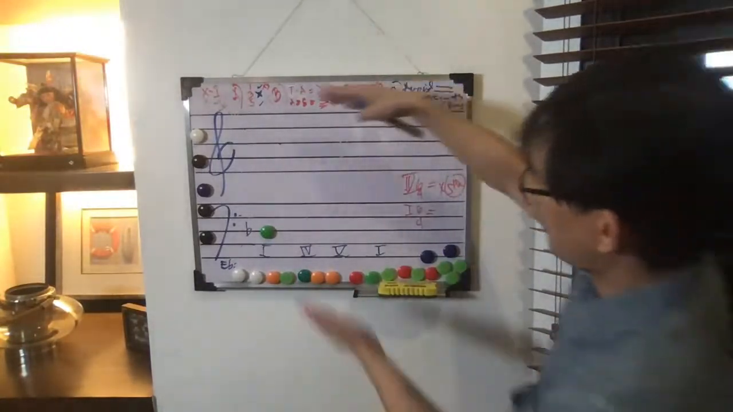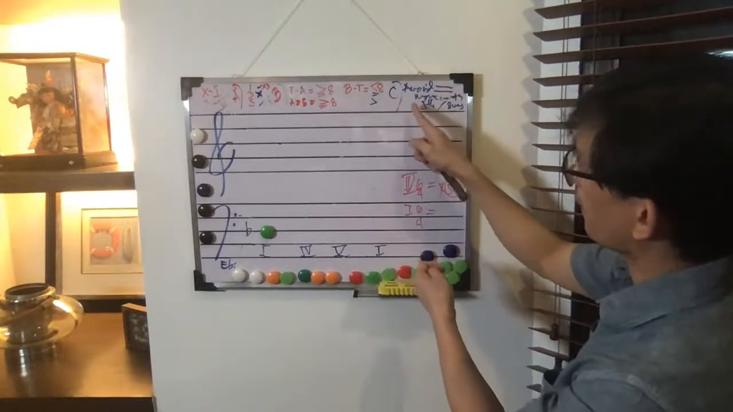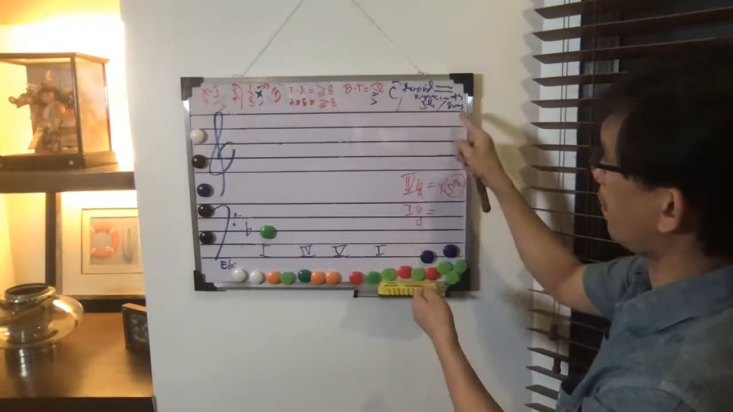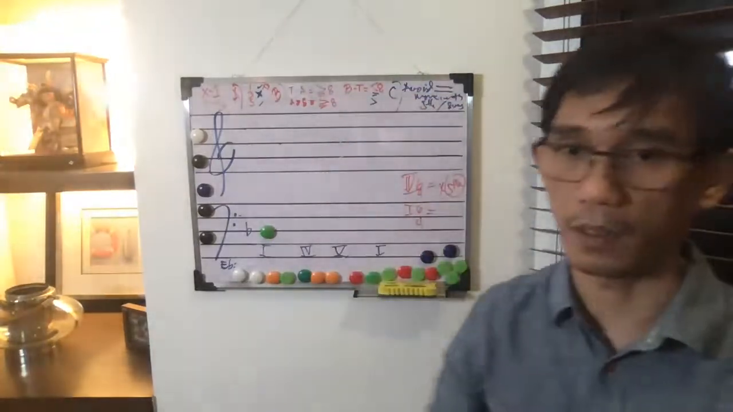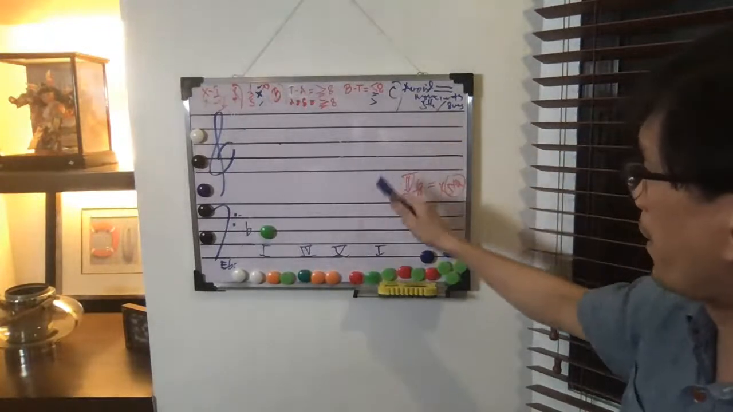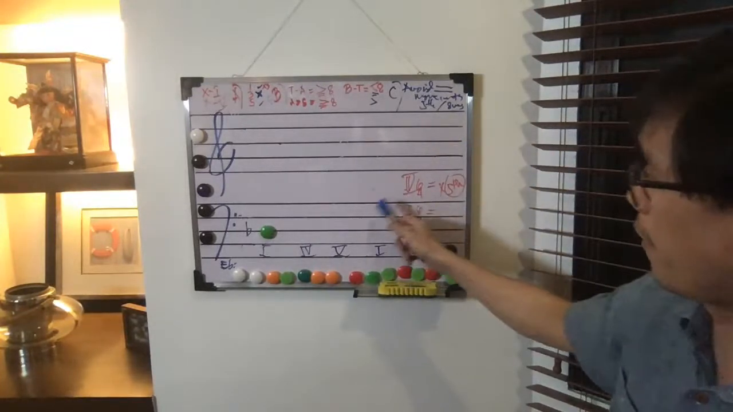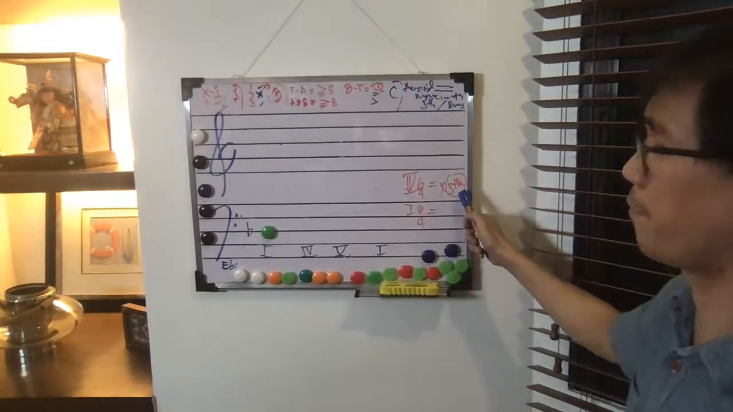Avoid parallel movements of the outer voices, or parallel fifths and parallel octaves in all voices. No parallel fifths, no parallel octaves. And then what else? When you're dealing with 6/4, if you want to do 6/4 somewhere, it is best to double the fifth.